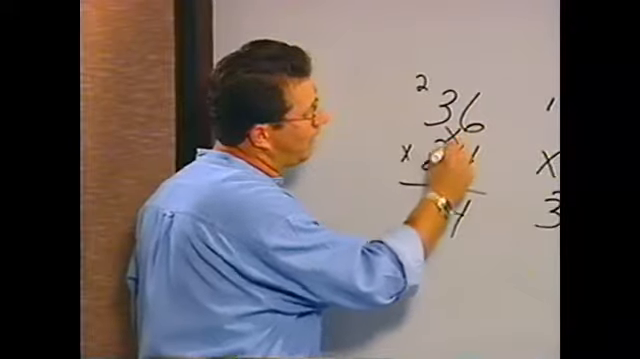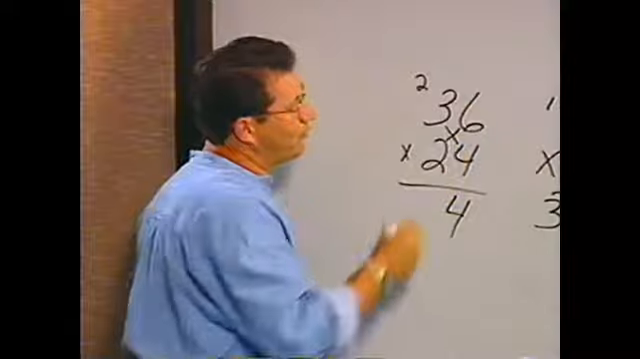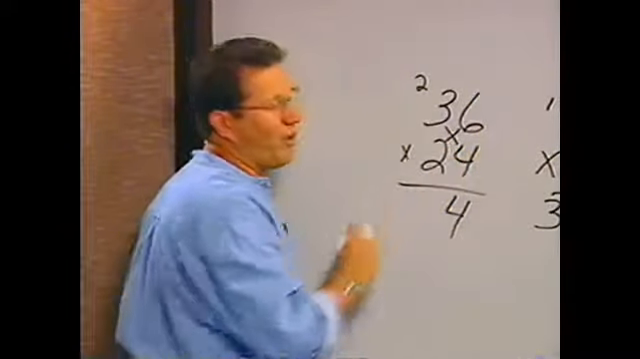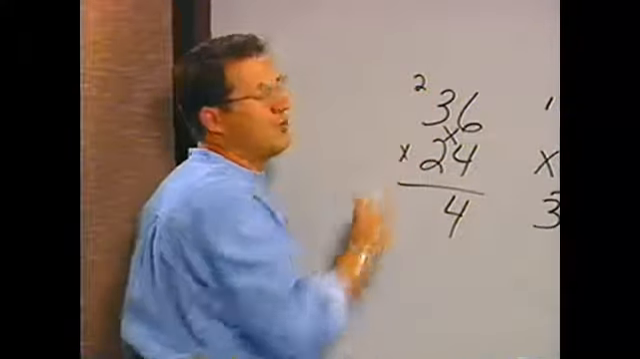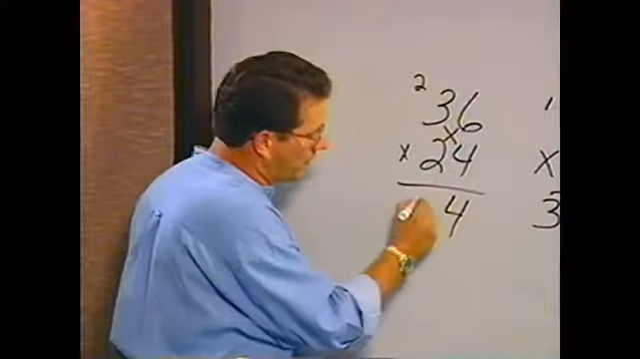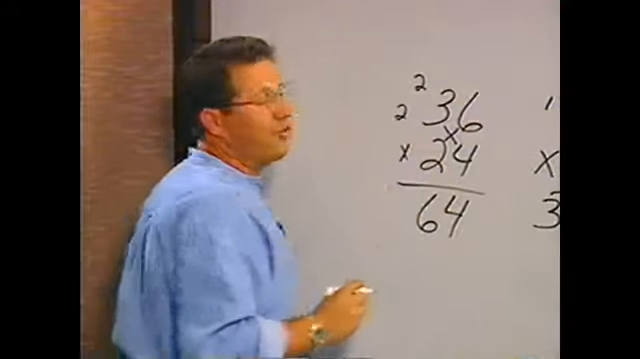Let's cross multiply. What's 6 times 2? 12. What's 4 times 3? 12. So now add them together. What's 12 plus 12? You should get 24. And now we add that 2 that we carried. So what's 24 plus 2? 26. Write down the 6, and we carry 2. Let's carry the 2 over here.